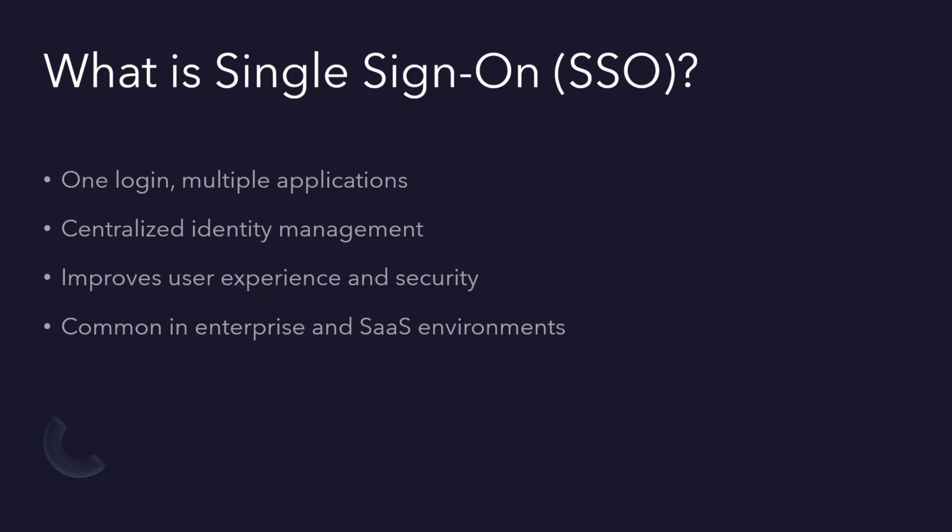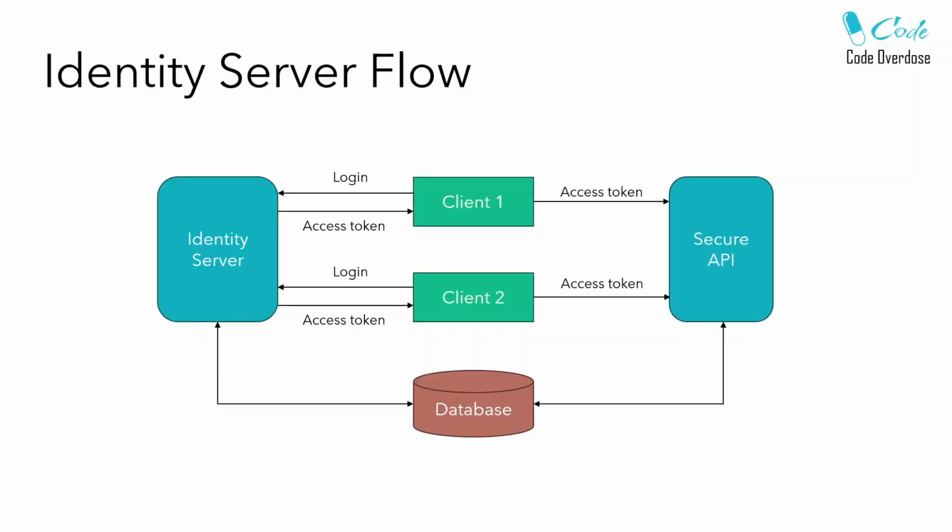In this video, we'll implement SSO using Identity Server 7, an OpenID Connect and OAuth 2.1 compliant solution, and show how it integrates cleanly with multiple .NET 9 applications. Now let's take a closer look at how Identity Server 7 fits into the authentication flow, as shown in this diagram. On the left, we have the Identity Server, which acts as the central authentication authority. It's responsible for validating user credentials, issuing tokens, and managing access to protected resources.